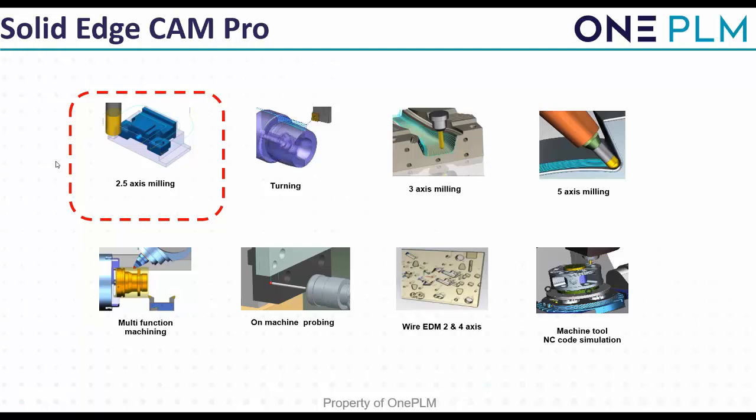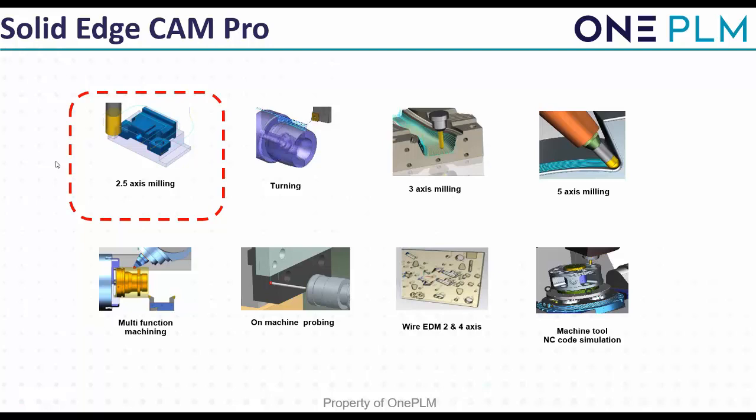Do on-machine probing, wire EDM, and we've got full-blown G-code machine simulation integral to NX CAM or Solid Edge Cam Pro itself. So what's the difference between 2.5 axis milling, 3-axis milling and 5-axis milling? Well, quite simply, let's go to the 5-axis first of all.